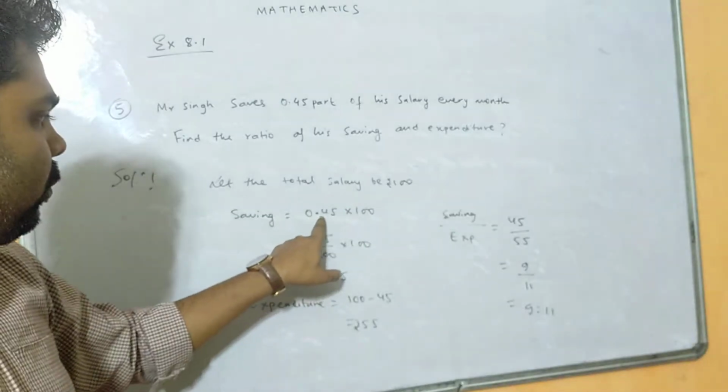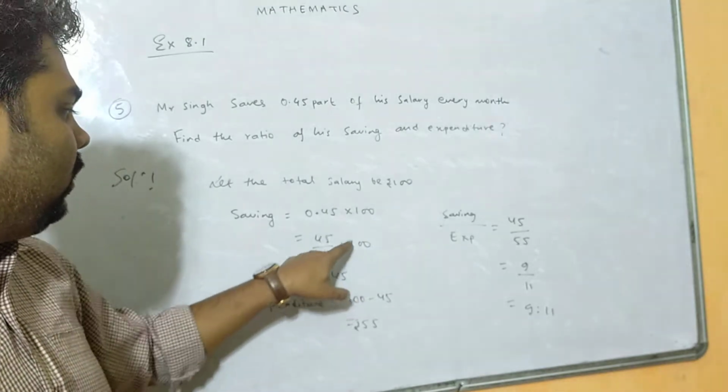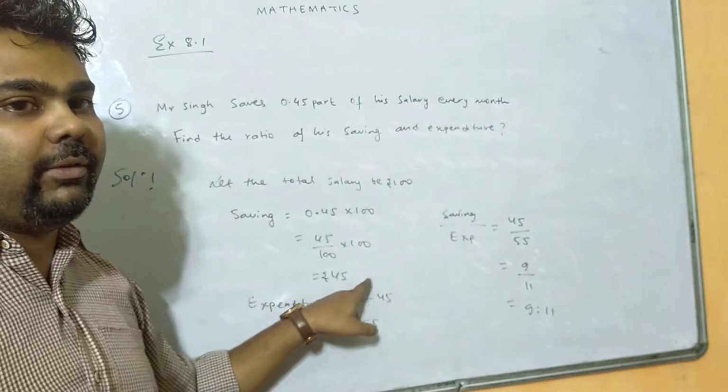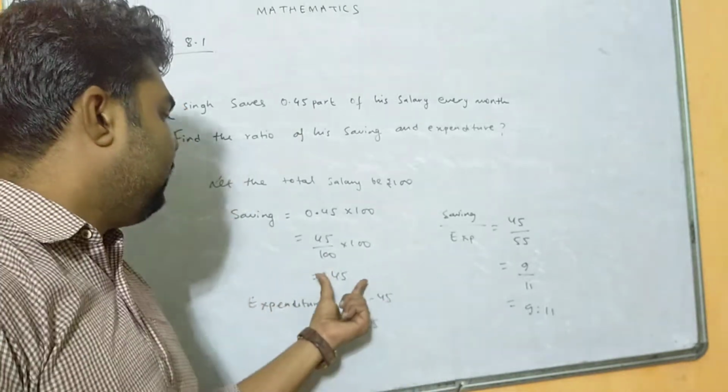So 0.45, the point is after 2 digits. If I remove the point, then 100 will be down. So 100 cancels, how much will we get? 45. That means if 100 is the salary, how much is he saving here? He is saving 45 rupees.